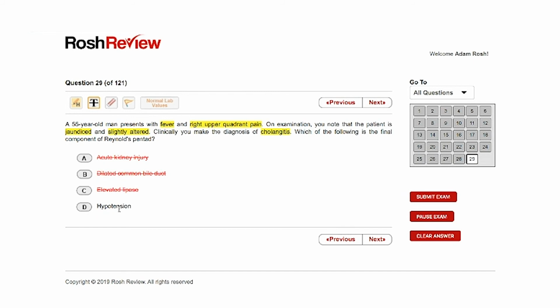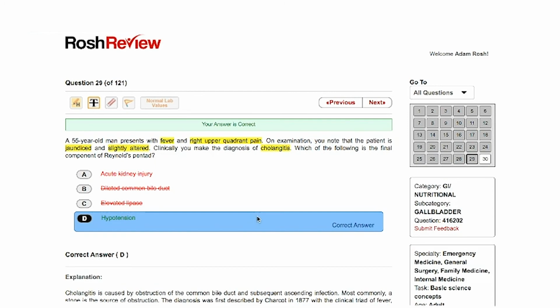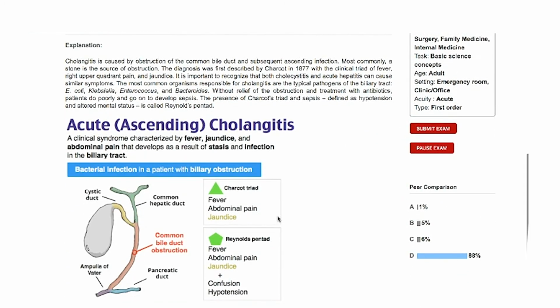So let's choose answer choice D and click next here. And sure enough, we see Reynolds Pentad: fever, abdominal pain, jaundice, confusion, and hypotension.